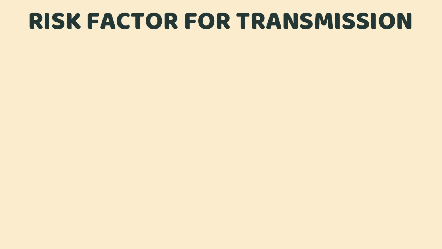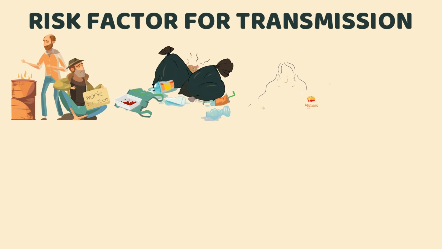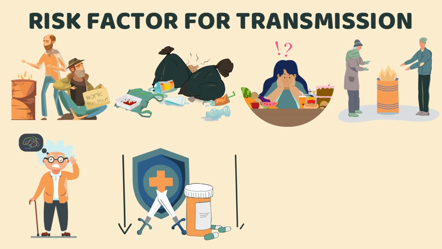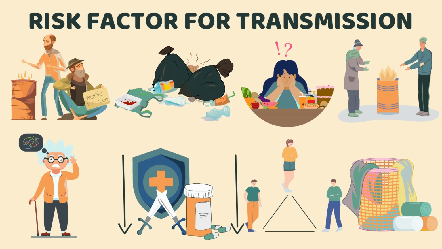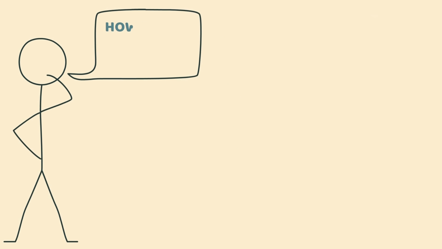Now we will discuss the risk factors for transmission of scabies. The risk factors for transmission include poverty, overcrowding, poor hygiene, poor nutritional status, homelessness, dementia, and immunosuppression. You can get scabies by coming in physical contact for a significant amount of time with someone who has scabies. Or you can also get scabies by using the same towels, beddings, clothes, or other fomites used by someone who has scabies. How do you know if you have scabies?